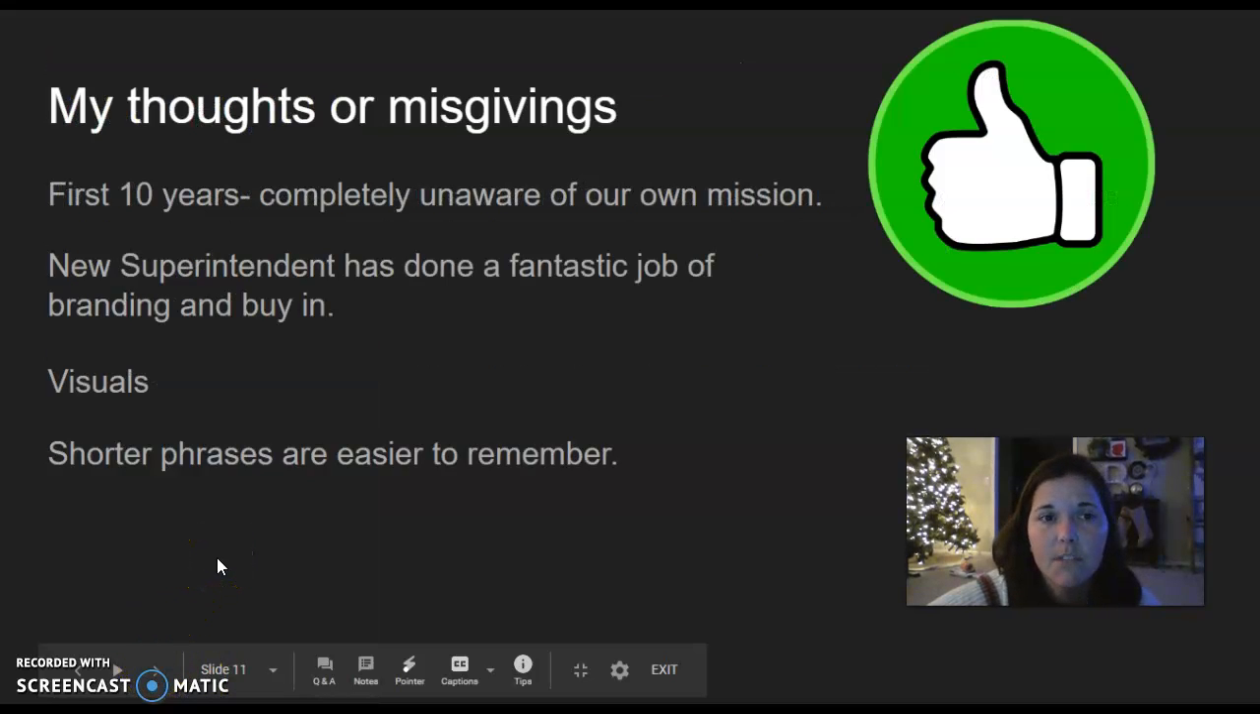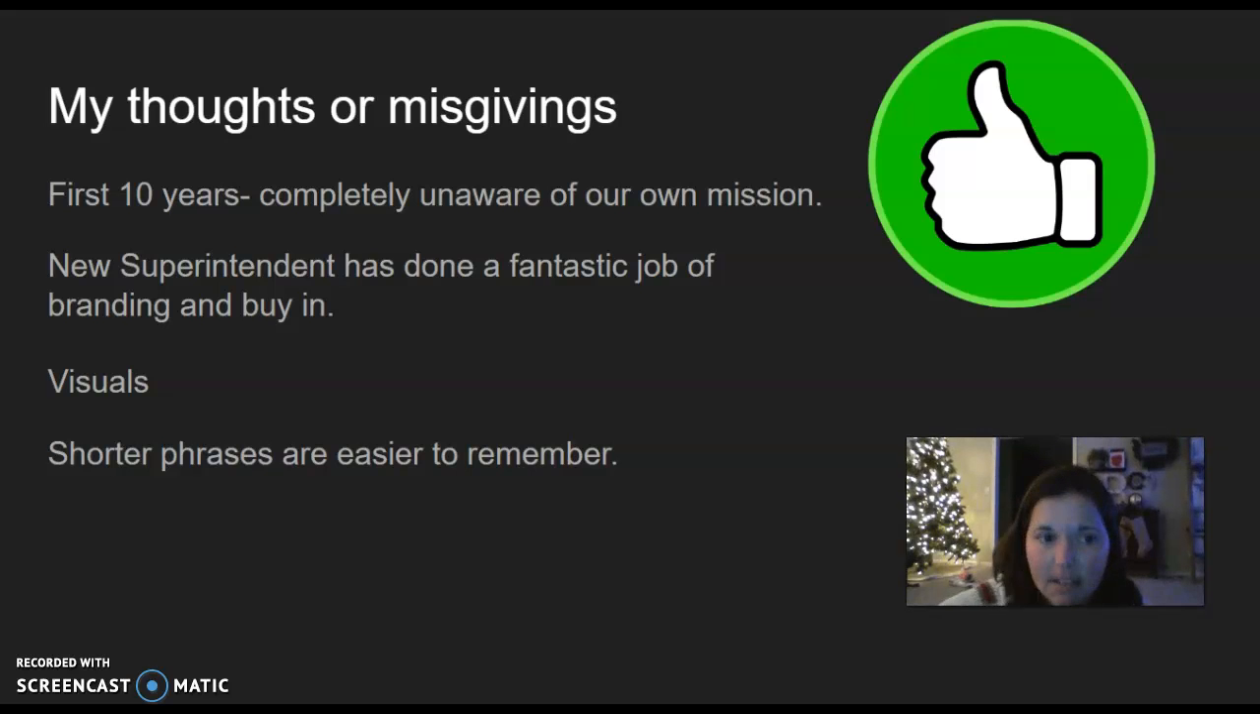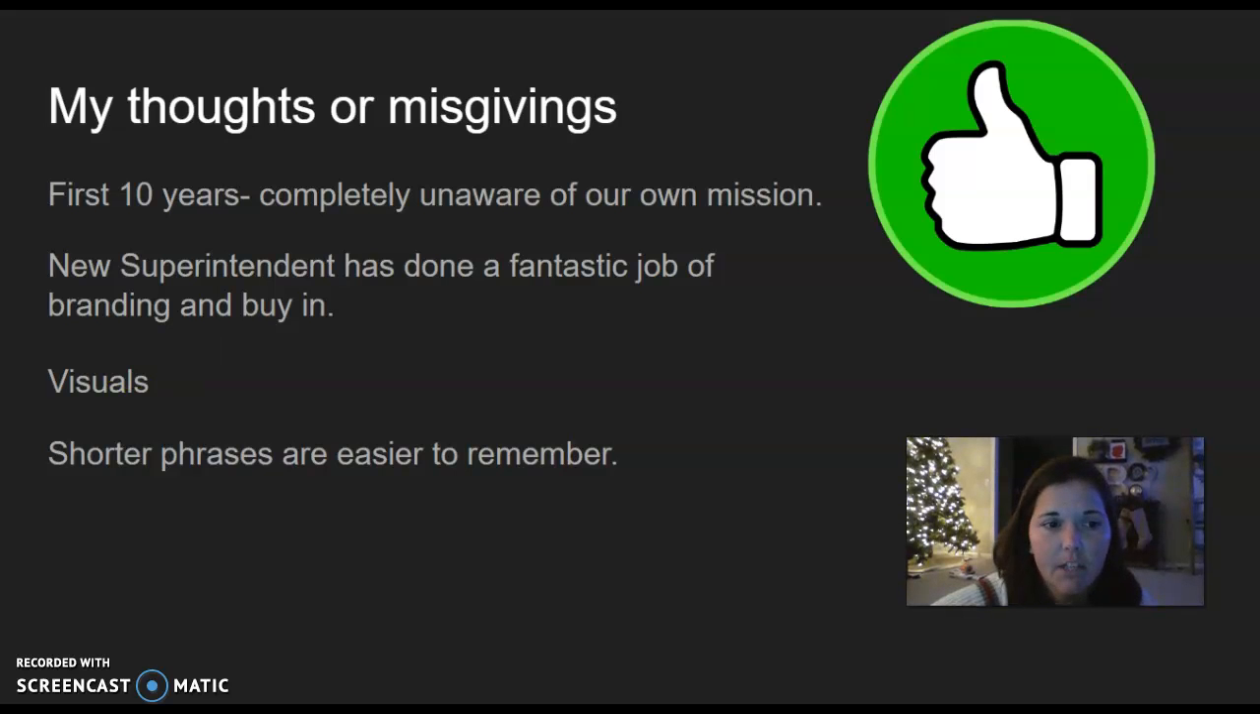So my thoughts or misgivings after I've read this material: my first 10 years, I was completely unaware of our own mission. I feel like we had one at the school level, but not necessarily at the district level. Our new superintendent has done a fantastic job of branding and getting buy-in. He offers lots of visuals. He reverts back to that and brings it up so often, and so he's done a great job of that.